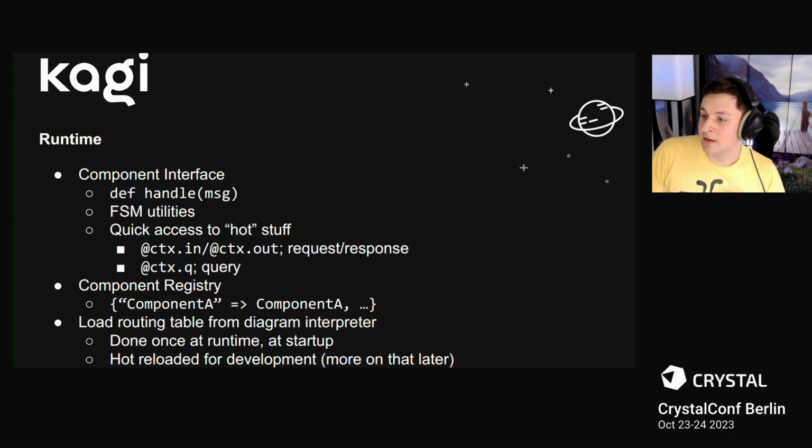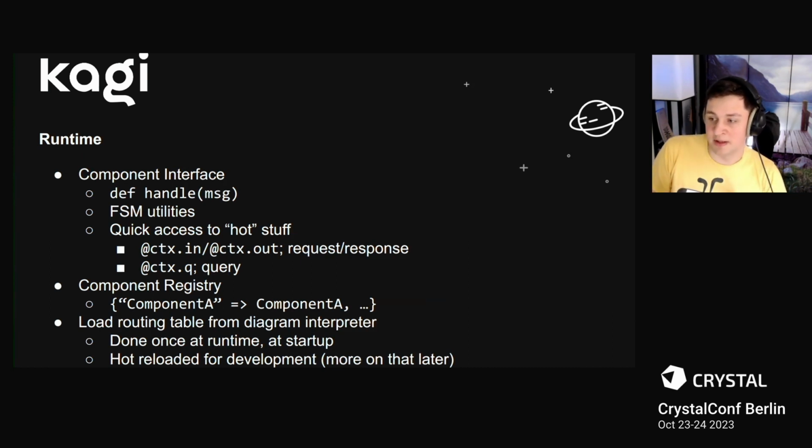So lastly, the runtime is where our component interface is defined. We showed a little bit of that before, where you have a single method contract that takes a message and possibly produces some outputs. Packaged with components is also some utilities for writing finite state machines within components, which is super helpful for larger, more complex ones. And you also have some quick access to hot variables like the current request and response or the query, for instance.